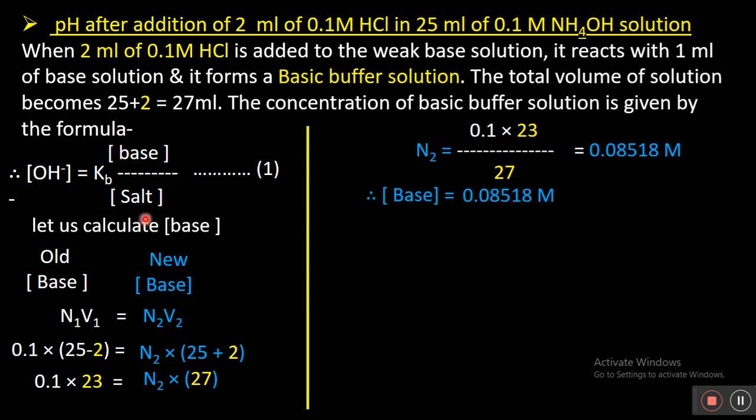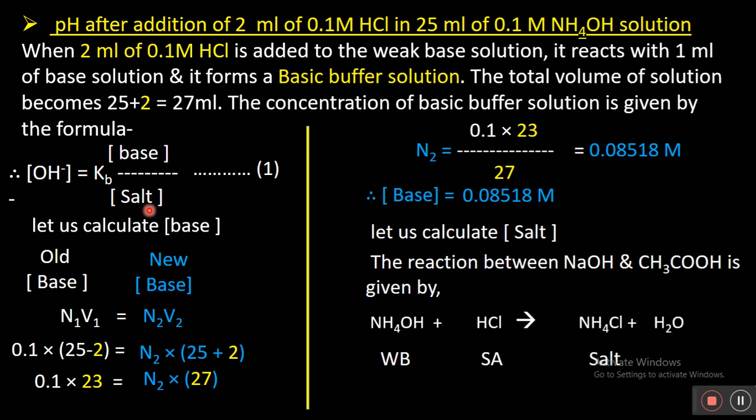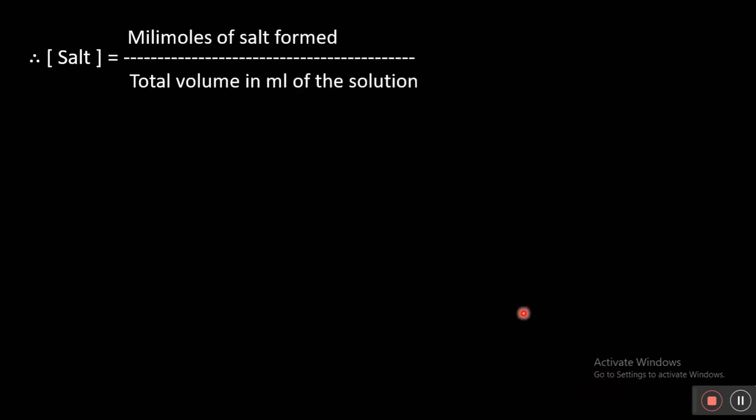Now let us calculate the concentration of the salt. Okay, so how much salt is formed? 2 ml of 0.1 molar base is reacting with 2 ml of 0.1 molar acid, hence it will form 2 ml of 0.1 molar salt. Okay, so the concentration of salt is equal to millimoles of salt formed divided by total volume in ml of the solution. So millimoles formed will be 0.1 into 2 divided by 25 plus 2. Okay, do this division, then we will get 0.007407. This is the concentration of salt.